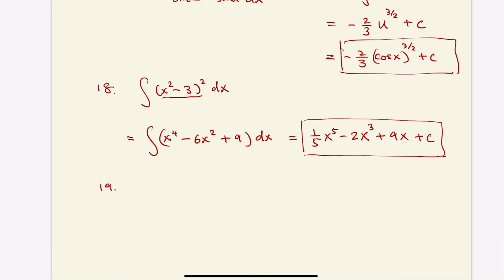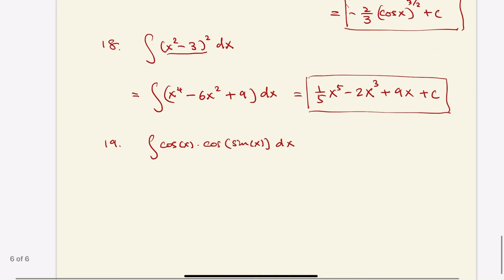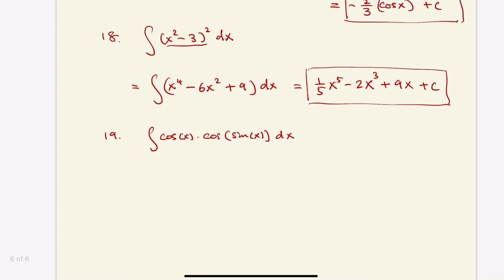Number 19. Integral of cosine x times cosine of sine x dx. So for this one, u sub. Let u equal this one here, sine x. Then when you take a derivative of both sides, du equals, the derivative of sine is cosine x, so cosine x dx.